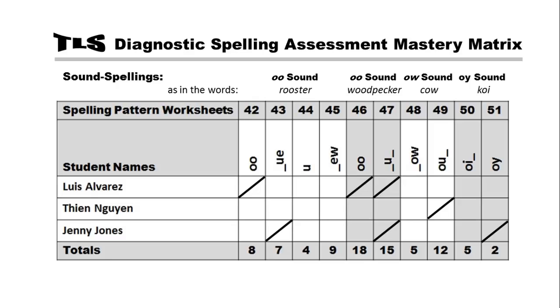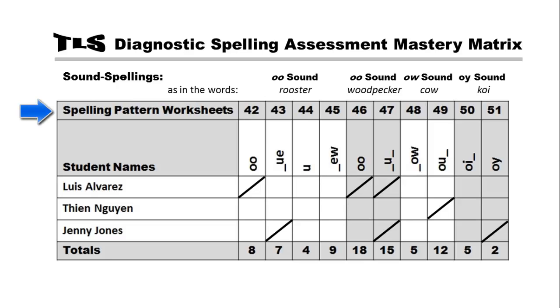Find the lowest number spelling pattern with a slash from the TLS Diagnostic Spelling Assessment Mastery Matrix. Pull that group of spelling pattern worksheets from the file folders. Plan to remediate 1 spelling pattern per week, teaching from the lowest to the highest spelling patterns.